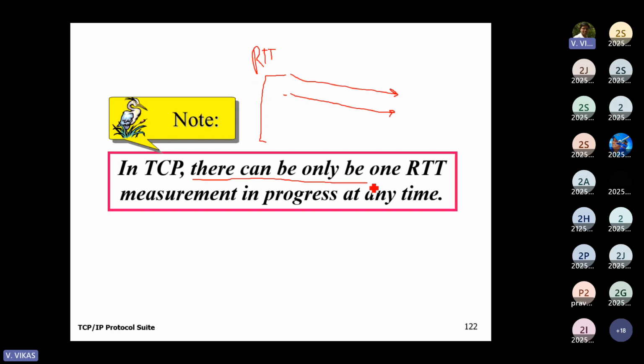There can be only one RTT measurement in progress at any time. And how do we consider the amount of time the second or third segment is taking? We consider the offset value. This is the starting point, right? So what is the offset after which the second one is sent? What is the offset after which the third one is sent? Like that we will be having measurements.